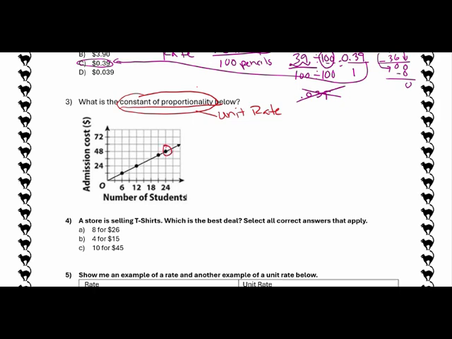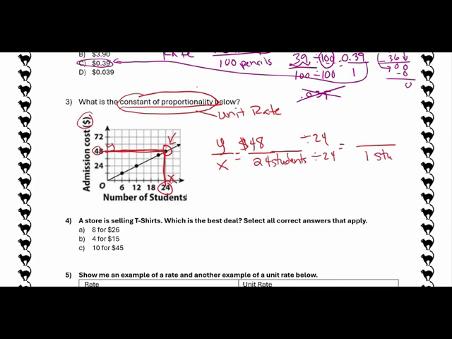So pick one point, okay? Pick one point that has an exact y value and an exact x value, and always do y over x. So for this specific point, my y value is 48 over, so it's $48 because it's dollars, and then 24 for the x, and that's students. So it's $48 for 24 students. Divide that in the calculator, see what you get.